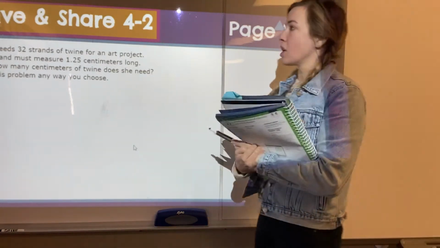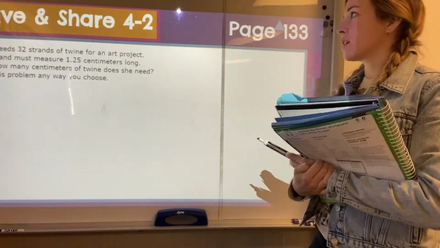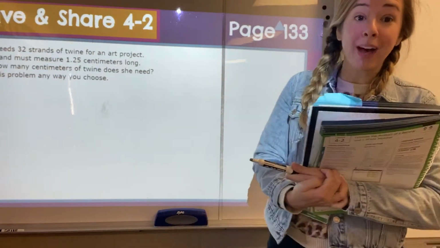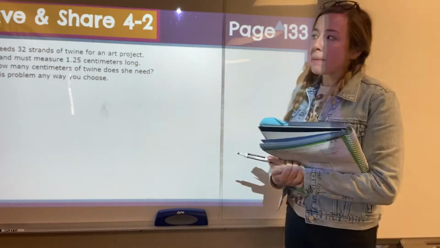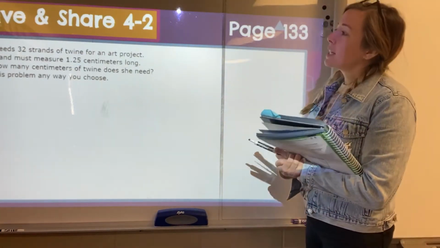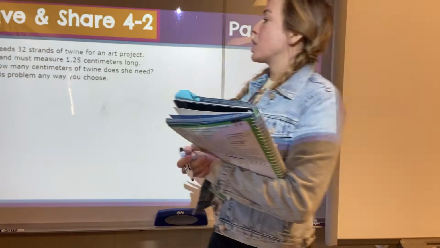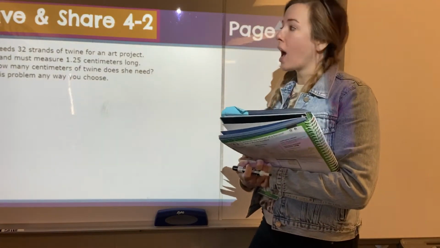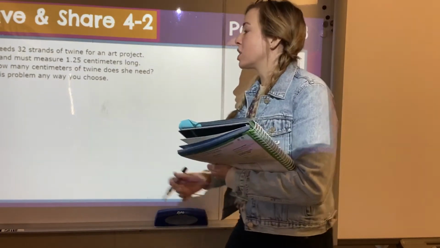Alrighty, so here's our solve and share problem for 4-2. Again, we are on page 133 and you should have your workbook and a pencil out. Let's read through the problem and then I will let you try to solve on your own and then we'll go through it together. Renee needs 32 strands of twine for an art project. Each strand must measure 1 and 2,500 centimeters long. About how many centimeters of twine does she need?